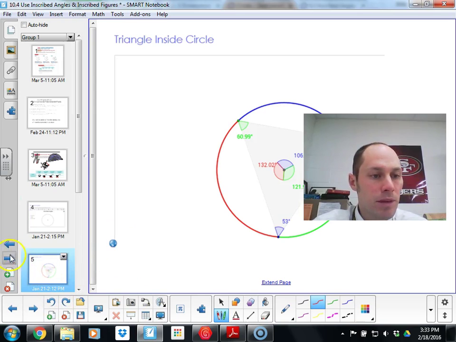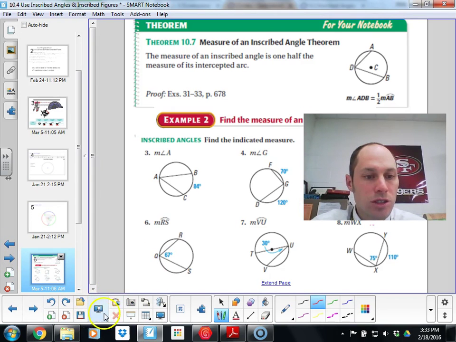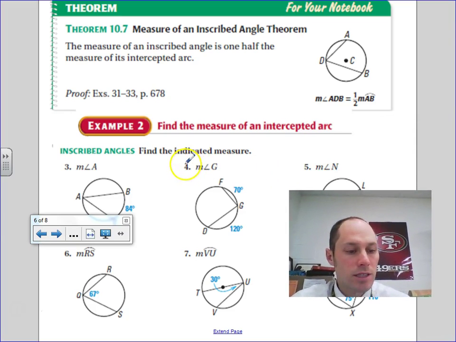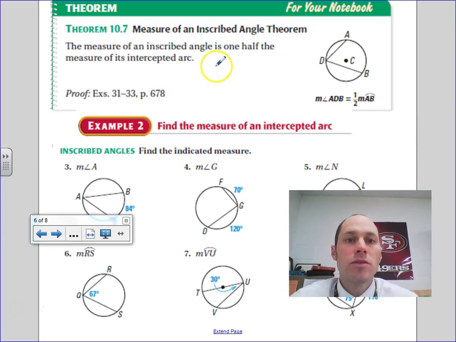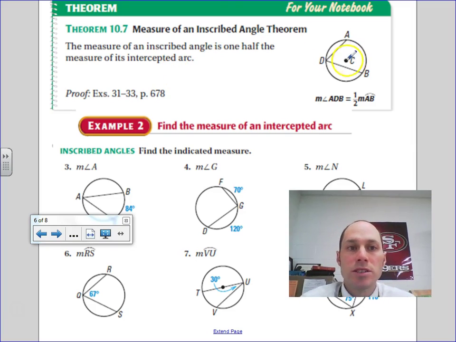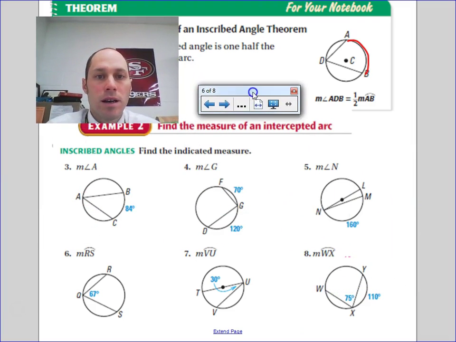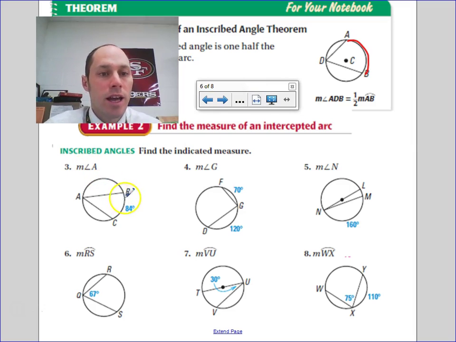As we begin to work with that, let's put some of that information down in our notes. Maybe it's already written down for us. The measure of the inscribed angle is 1/2 the measure of its intercepted arc. So if I have arc AB, angle ADB is going to be half of that arc. As we take a look at some examples here, measure of angle A.